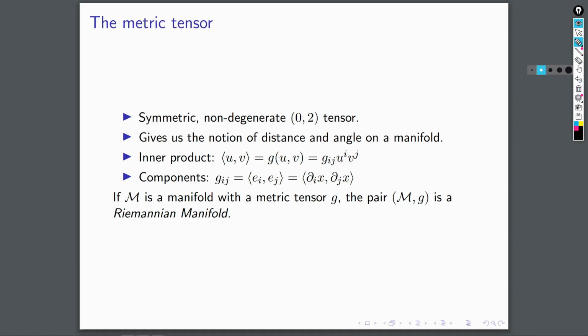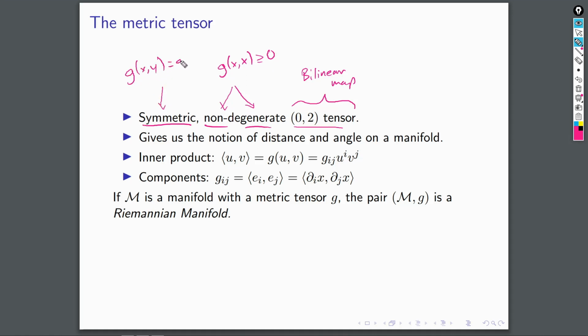So what is a metric tensor? I say a metric tensor because it's not unique. Okay? Symmetric, non-degenerate, 0-2 tensor. So let's unpack what this means. This, again from our previous video, basically means bilinear map. Non-degenerate means that G of something with itself, G being the symbol that's typically used, is greater than or equal to 0. And symmetric means G of xy is equal to G of yx.